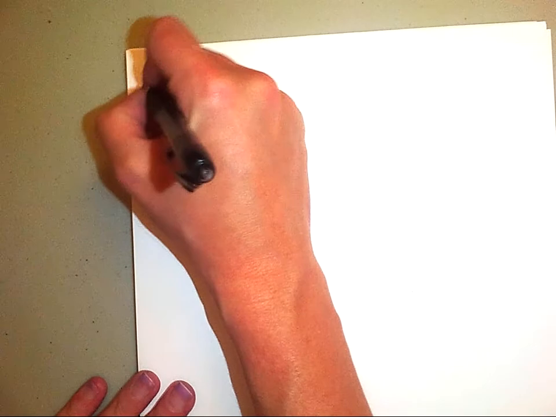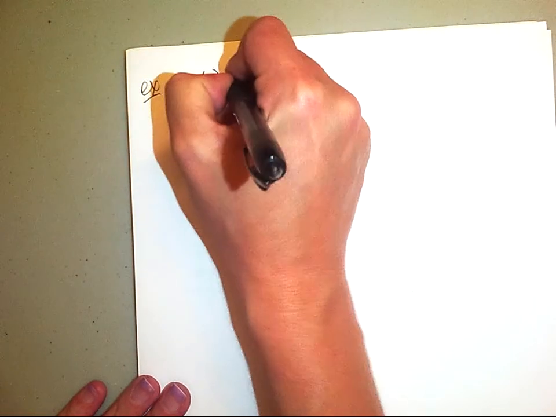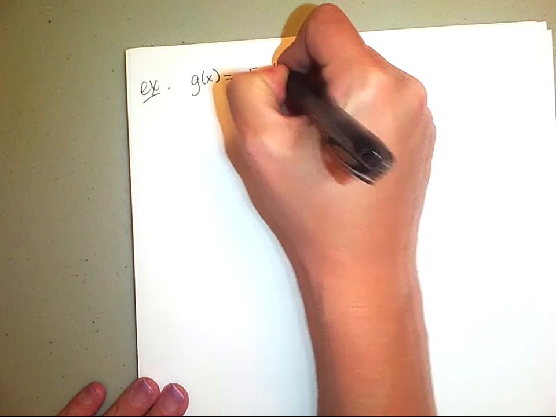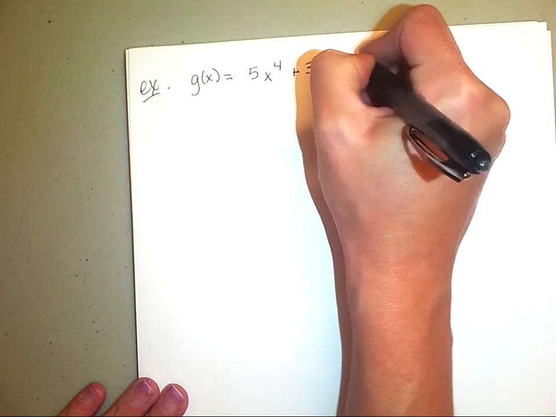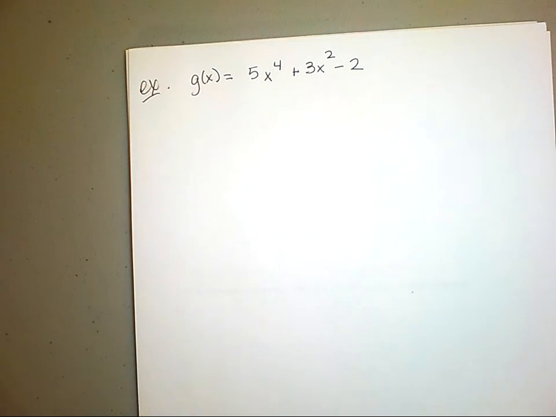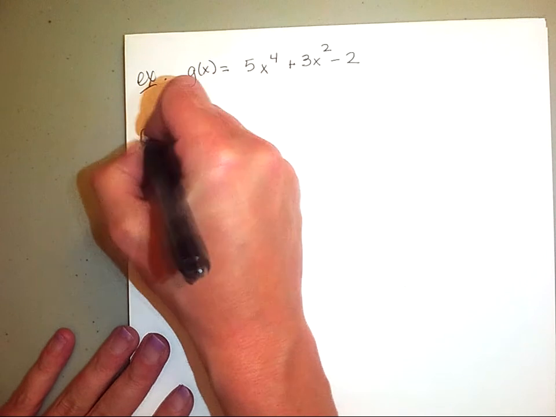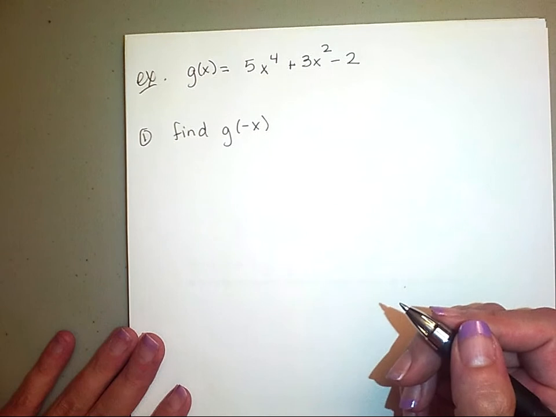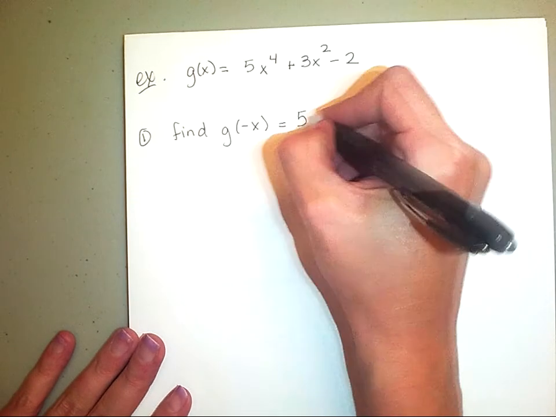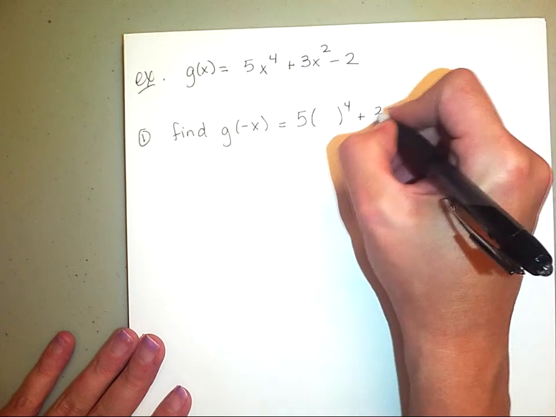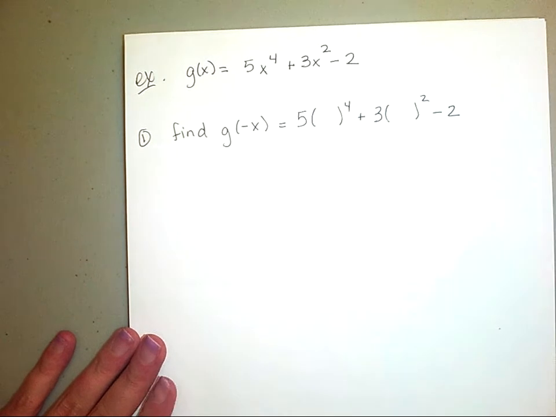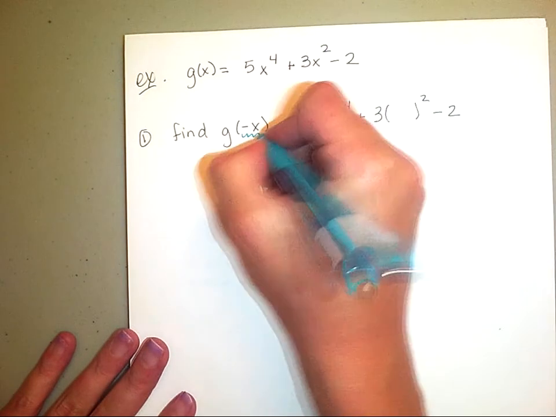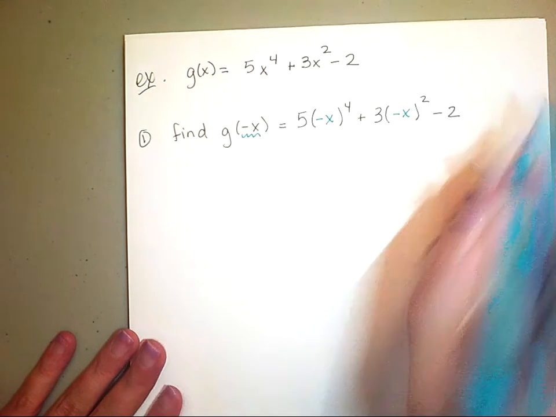Let's try another one. Let's say g of x is equal to 5x to the 4th plus 3x squared minus 2. Again, this is not a function that is easily graphed. We can't just easily sketch a graph of that. So step 1, find g of negative x. So g of x has this form, and what we're substituting in is the negative x value.